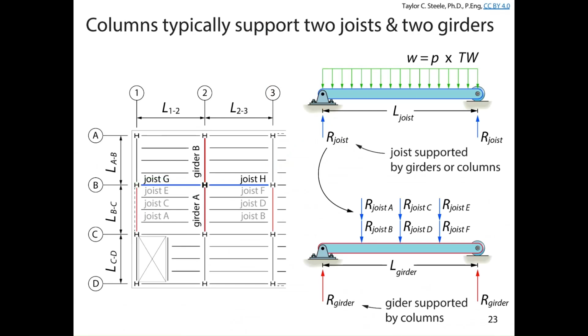Right, so if we're looking at this column here, B2, there's going to be a reaction from the joist on either side, and there's going to be a reaction from the girder on either side, and the column is responsible for, at each floor level, supporting that additional amount of load from each of those elements.